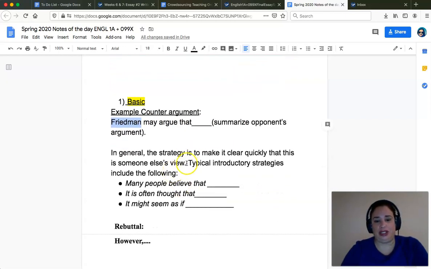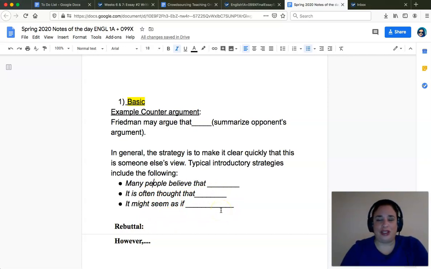And so basically you just want to make it clear that it's somebody else's point of view. And here are several different sentence starters if you don't want to use that one. You can say, many people believe that, it is often thought that, it might seem that.